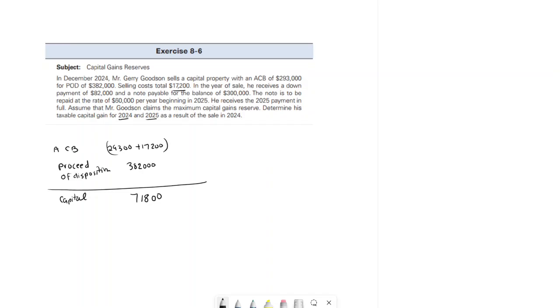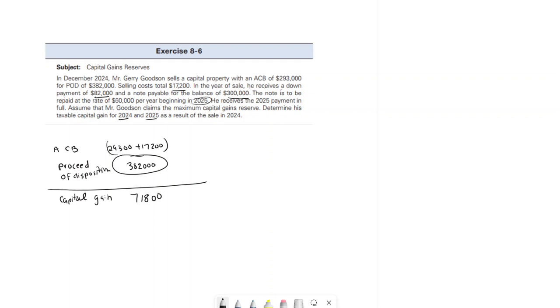71,800. So if we needed to know, did we receive all the money from the person we sold it to? No, we did not receive it. In the year of sale, he receives only a down payment of 82,000, and the balance is 300,000. The note is to be repaid at the rate of 60,000 per year, starting with year 2025.